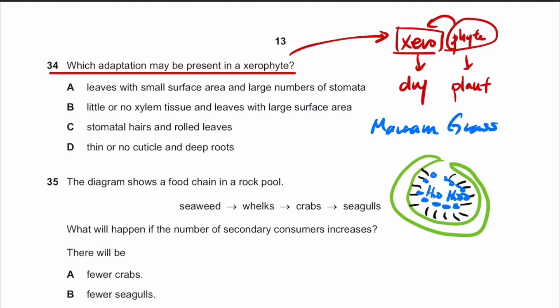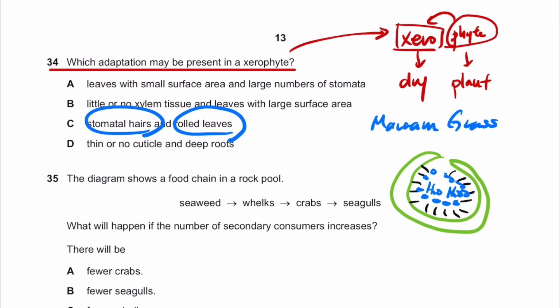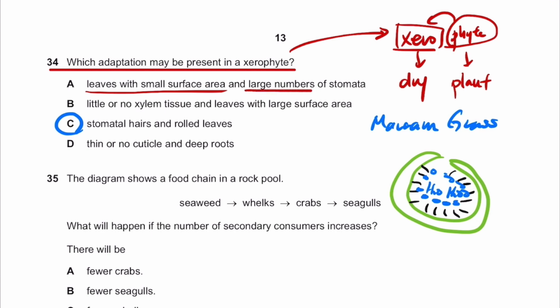So yep, the rolled leaves is one of the adaptations as well, and they have hairs. So C is the right answer for this one. Let's have a look at A, leaves with small surface area. Okay, yeah, that can be an adaptation as well, but large numbers of stomata, no.